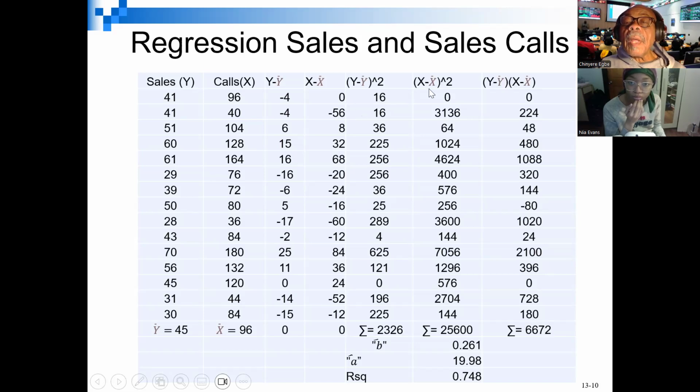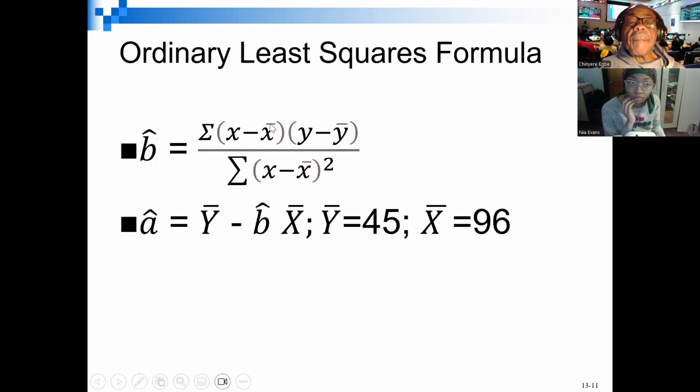Then you take x minus x bar to the power of 2. You take each x minus x bar and square it, multiply it by itself, and you get the numbers here. You do the same thing for y minus y bar. Multiply each one by itself, and you get the amounts here. So from there, you apply this formula here.